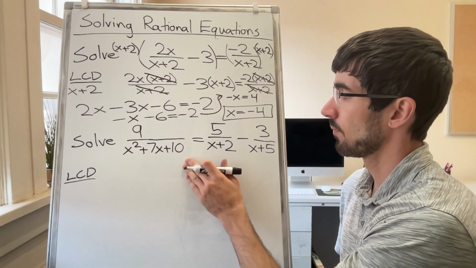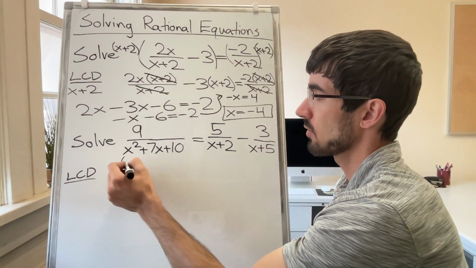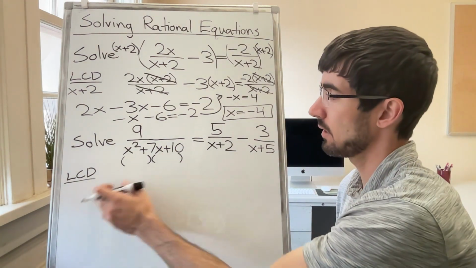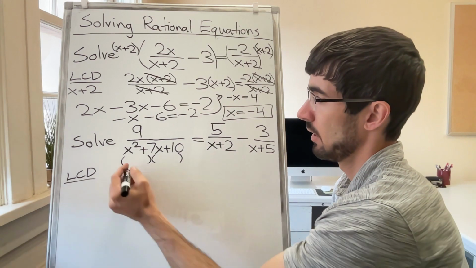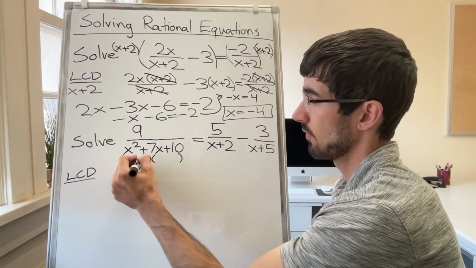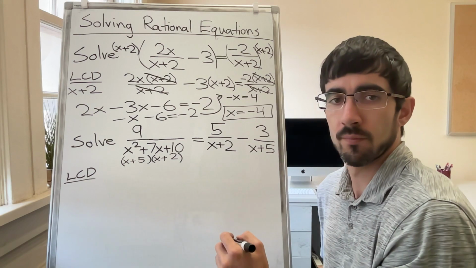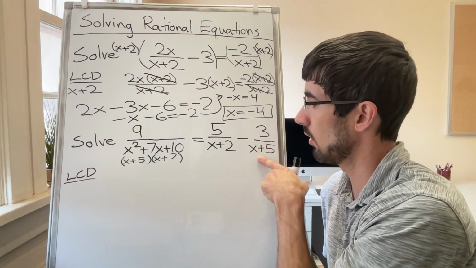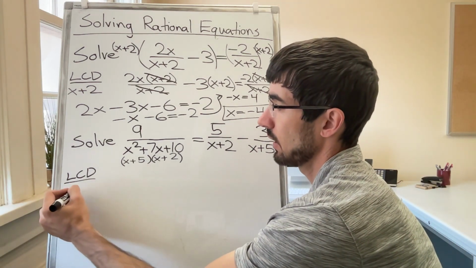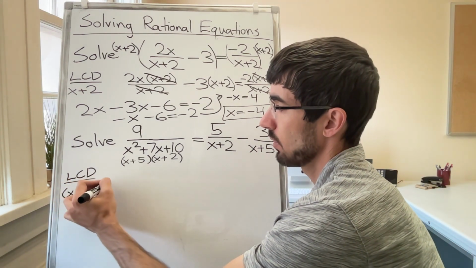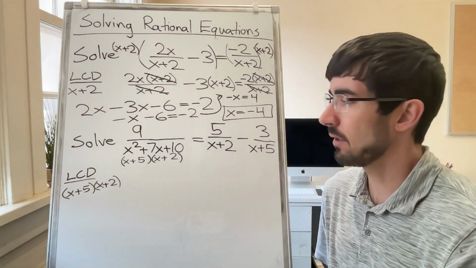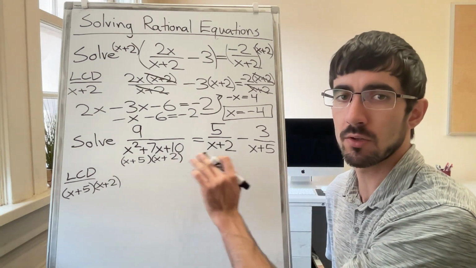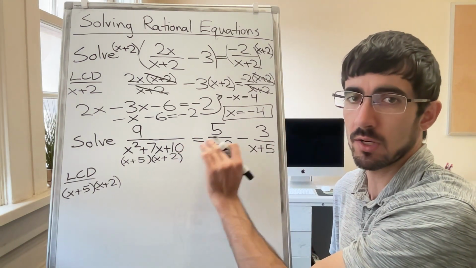Here's another example. In this case, I want to factor this denominator before we get started, just so I can identify the LCD of all of these denominators. This denominator factors as x plus 5, x plus 2. It's helpful to know that because those are the same factors that I see repeated over here. So the LCD is simply x plus 5, x plus 2. Now this can get cumbersome to write out, but I'm going to use the same strategy on the second equation that I used on the first.